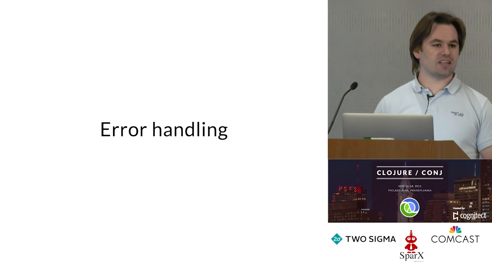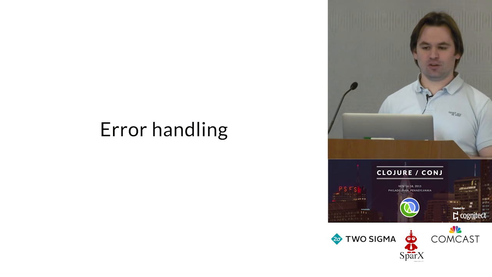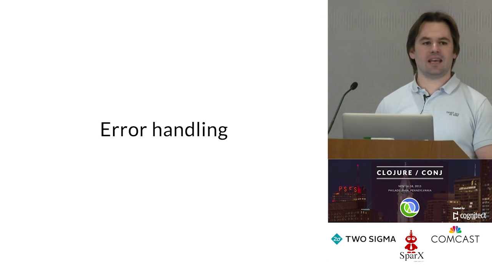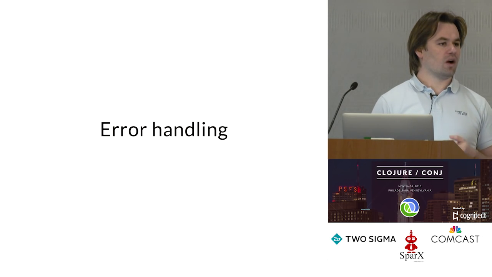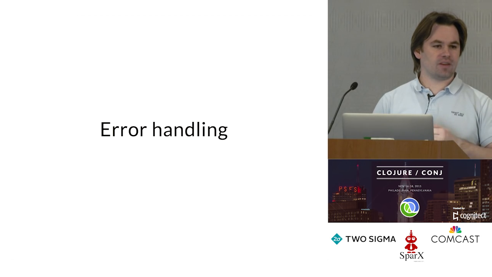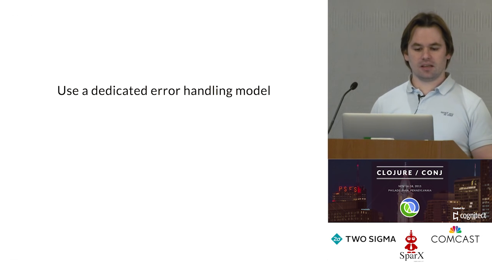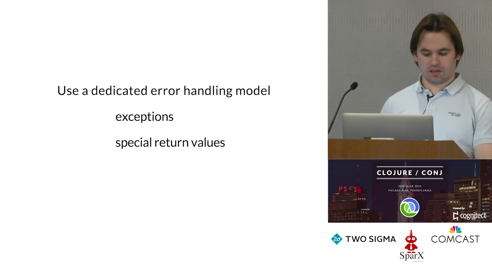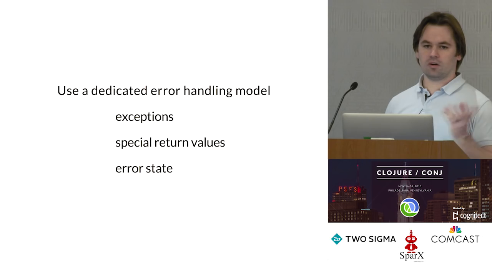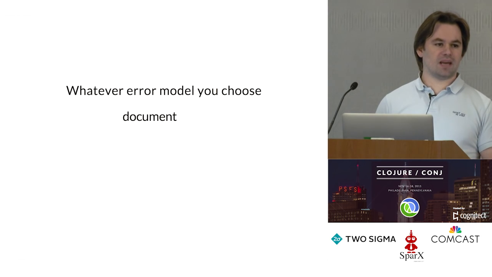And then there's error handling. We had a very nice talk earlier today. I've yet to see a library, including my own libraries, where I can say, yes, error handling is sufficiently and excessively documented, so that I, as the user of the library, know what happens in case things go wrong. So my recommendation is to use a dedicated error handling model, for example exceptions or special return values or error state. We all saw that earlier today. Whatever model you choose, document it.